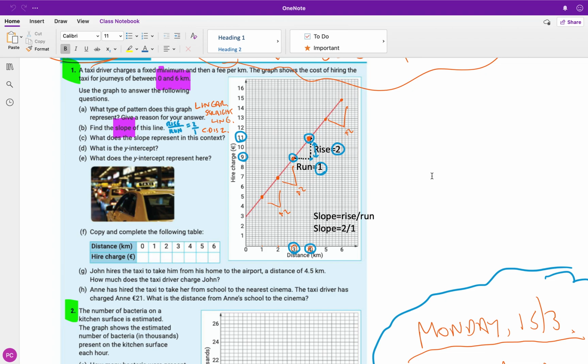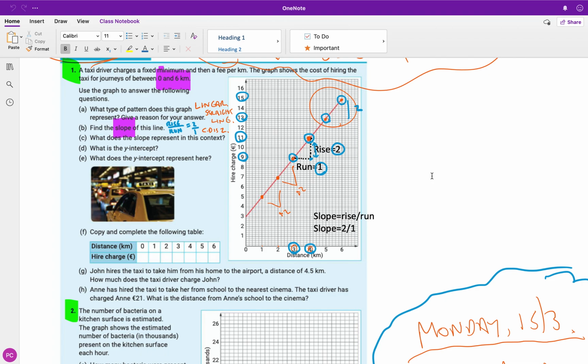If I was to say, right, what if I didn't pick those 2 points? What if I picked these points up here, up in this area of the graph, and I said, right, okay, well, how much does it go up by between those 2 points? So between that point there and that point there, how much does it go up by? Well, it goes up between 13 and 15, so the rise is going to be 2.